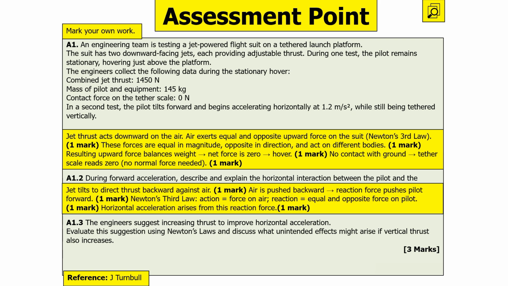Secondly, the jet tilts to direct thrust backwards against the air. Air is pushed backwards, so you get a reaction force pushing the pilot forward. So they've got a Newton's third law pair. The action equals the force on the air, and the reaction is the equal and opposite force on the pilot. So a horizontal acceleration arises from this particular force.